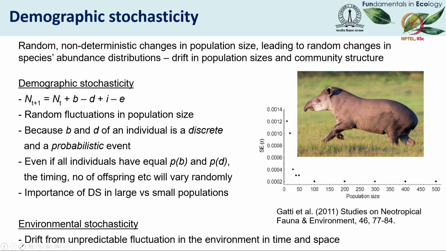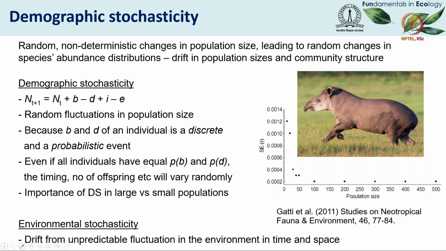Now, birth and death, immigration and emigration are both discrete and probabilistic events. So, for example, if the probability of producing an offspring is 0.6, then that is a probability that governs how offspring might be produced in that population. However, whether an individual is born or not is a discrete event. Either the individual is born or it is not born.